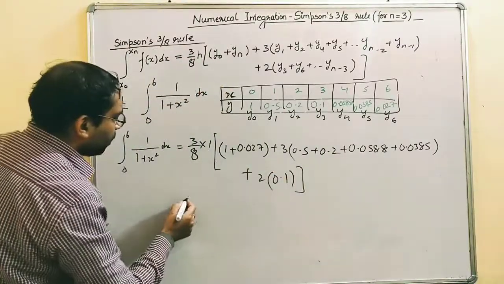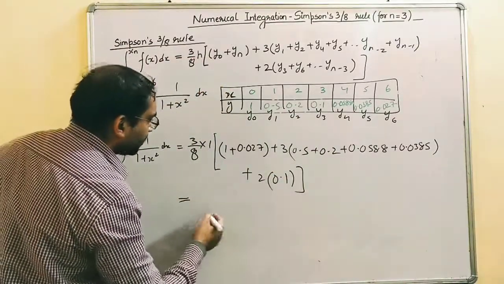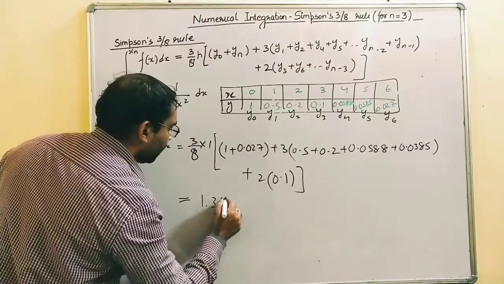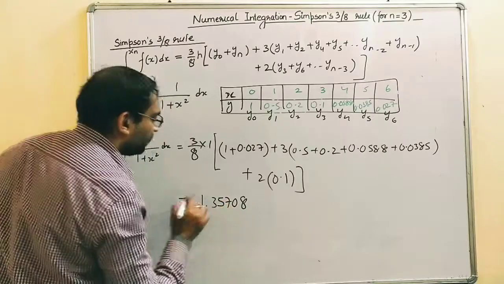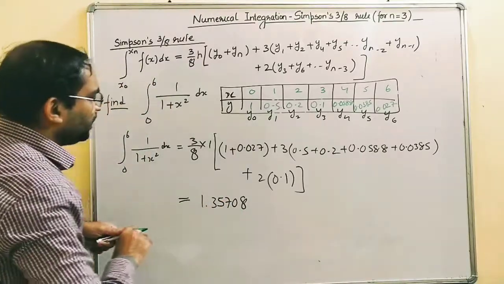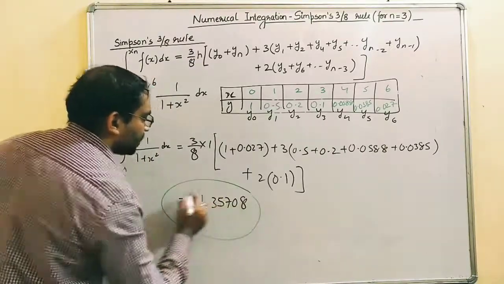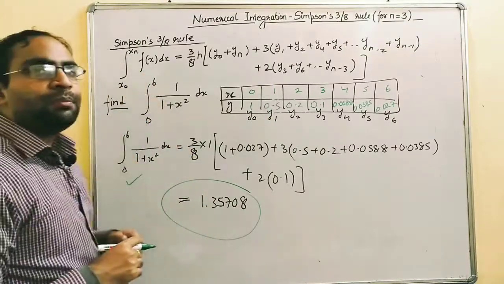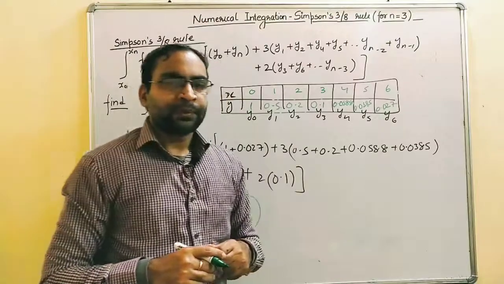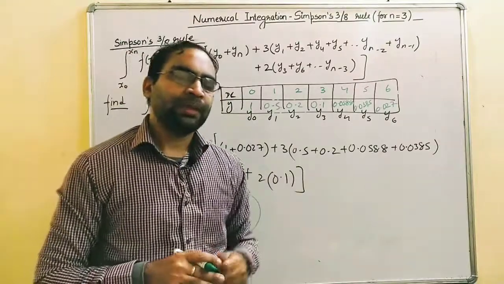Now we need to calculate all this, and on calculating this it comes to 1.35708. This is the final result of this given integral with the help of Simpson's 3/8 rule. I hope you have understood the formula and the example.